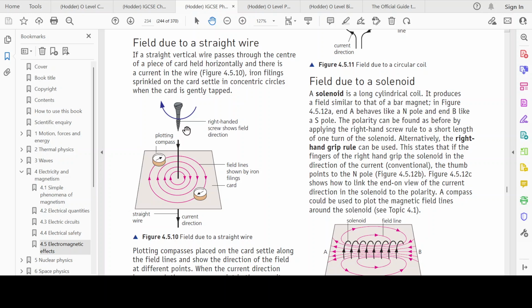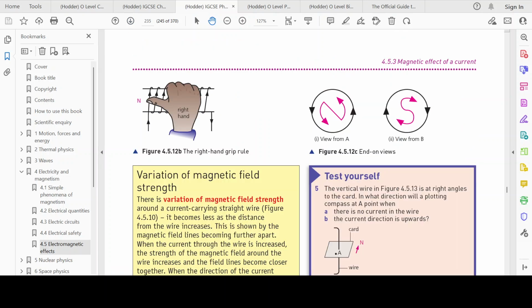So you can see that when the current is passing through, you have a clockwise motion. What you can do in this case, if I just, I mean, the illustration is there.